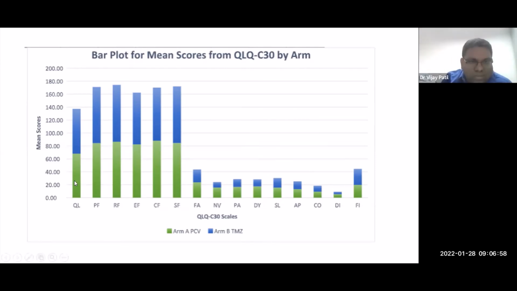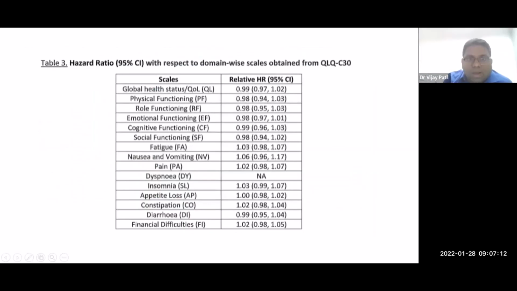This is the gist of the scores. The lower ones are for PCV and the blue ones are for temozolomide. On the quality of life scores over time, you would see not much difference between both arms. The relative hazard of decline in any of these quality of life indices is nearly 1 over the period of time. So even though it seems PCV requires frequent visits and has side effects, it is not impacting the quality of life of our patients.